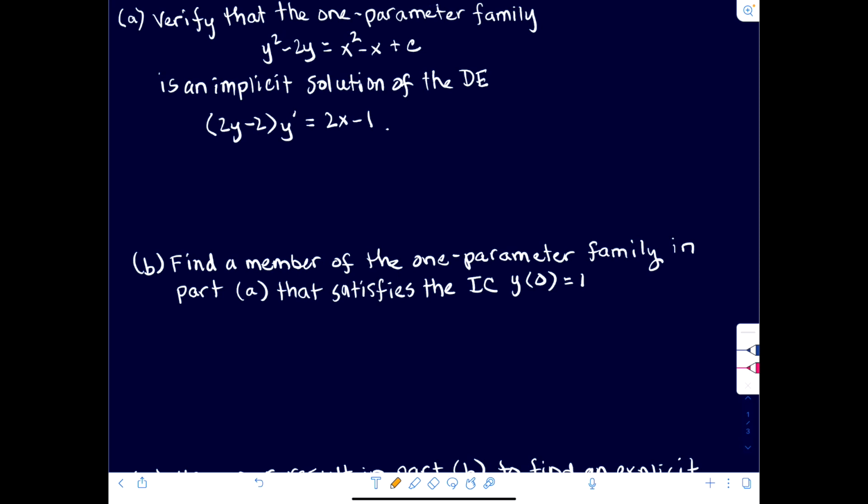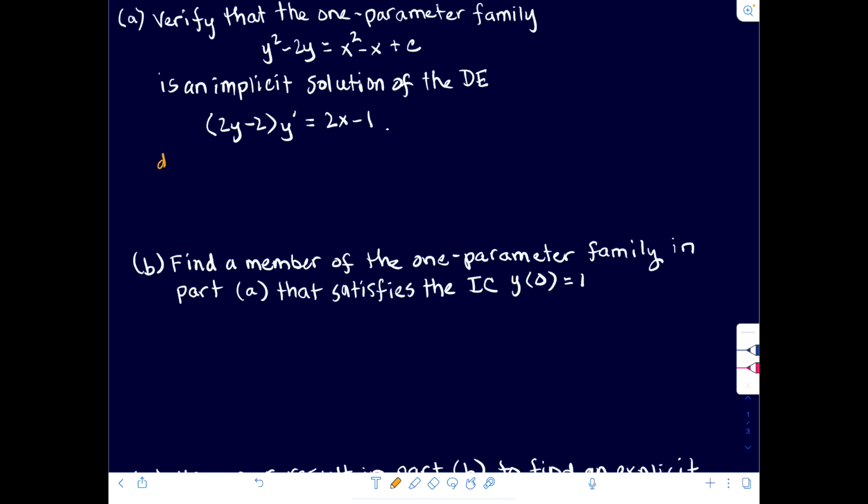Shannon Myers, and today we'll be looking at a problem you'll see at the beginning of an intro differential equations class. Just taking a look at different types of solutions and initial conditions. So here we go. We want to verify that the one parameter family, y squared minus 2y equals x squared minus x plus c, is an implicit solution of the differential equation quantity 2y minus 2y prime equals 2x minus 1. So here we go.